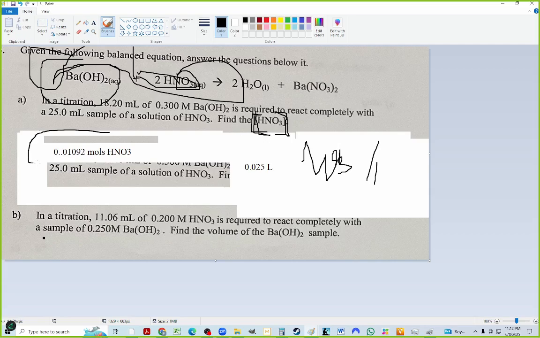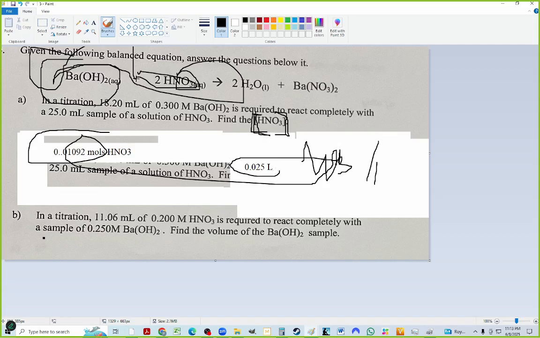So if I take the moles I just found and divide it by the liters, I should get the concentration. Now be careful, in titration you don't have to add the two volumes, but in other situations when you're mixing two things into a total volume, you are supposed to. But in titration, you don't have to. So what happens when you take 0.01092 and divide it by 0.025?